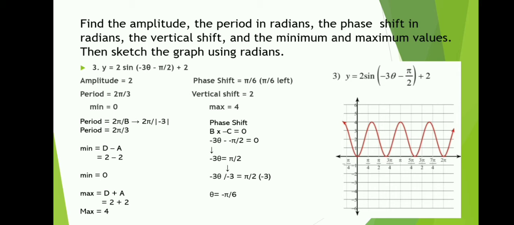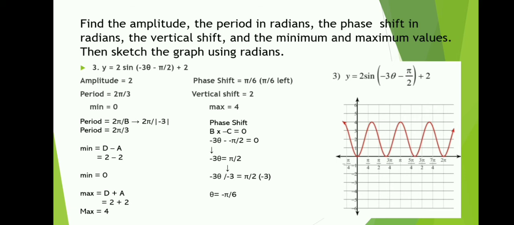So in solving the period in radians of the circle, it is 2 pi over b, and ang b is negative 3. So mahimo na siyang 2 pi over negative 3. So ato siya i-multiply by negative 1 aron ma-positive 3 siya, kay dili man ma-divide ang negative 3 into 2 pi. So, ang radian niya is 2 pi over 3.